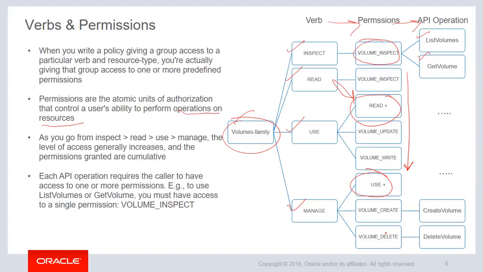The way you use these API operations is that each API operation requires the caller to have access to one or more permissions. For example, to use list volumes or get volumes, you must have access to a single permission called volume inspect. If you don't have that level of permission, then your API operation cannot be executed. So this is how it works behind the scenes when you specify a verb and a resource type. Let's look at some of the common policies.